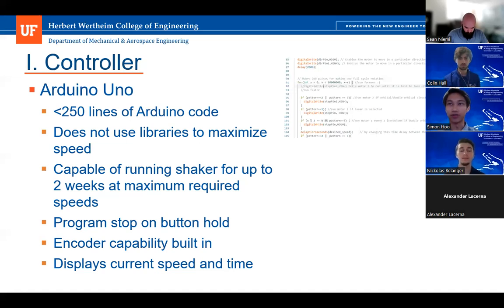As well, it also displays, on the LCD screen that we have, which is located in our controller, the current speed and time. So what it does is it displays the amount of minutes that it's been running for, and then once it reaches hours, it's going to display the number of hours instead that it's been running for, and then it will always display the current RPM that you set it to run at.